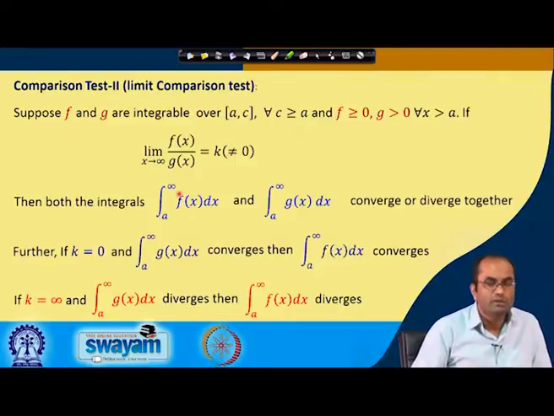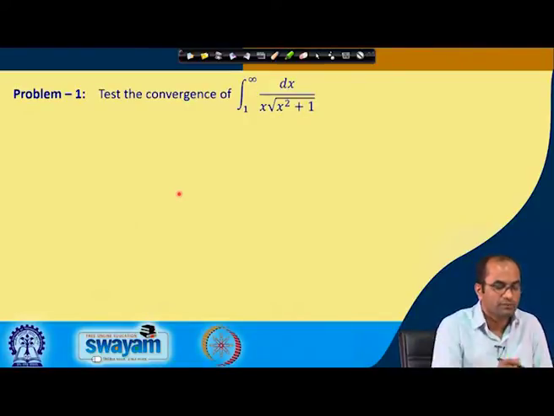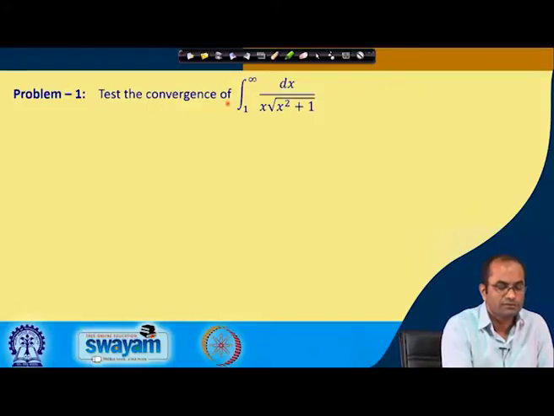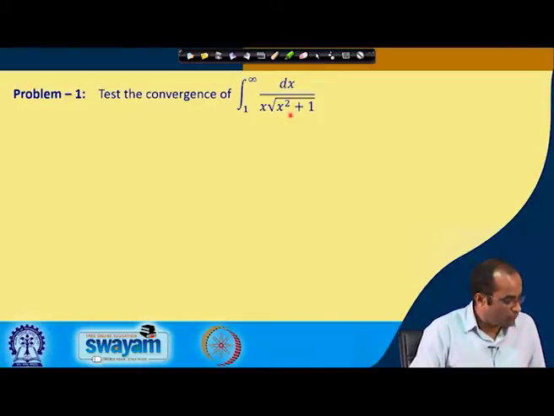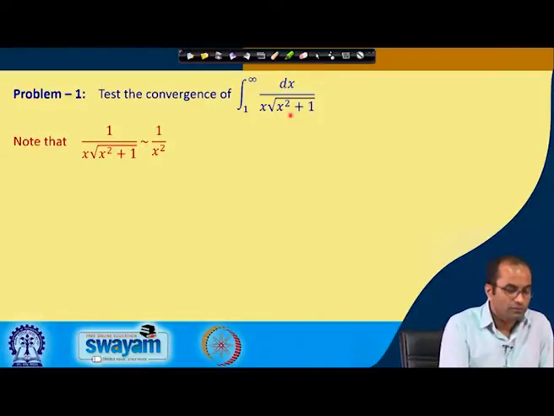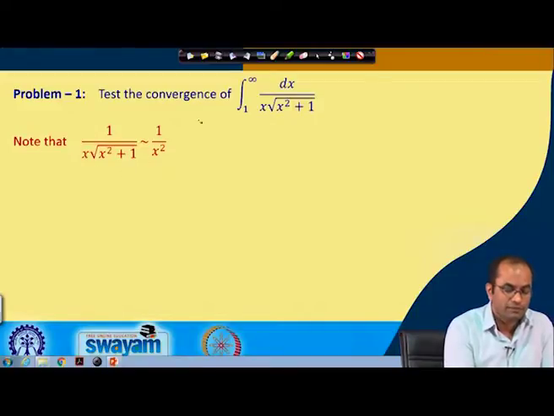So these are the simple comparison tests which we have discussed, and now we will go for some example problems. For example, we will now test the convergence of the integral from 1 to infinity of dx over x times the square root of x squared plus 1. We have to find another function which is comparable to, or similar to, this one as x approaches infinity.